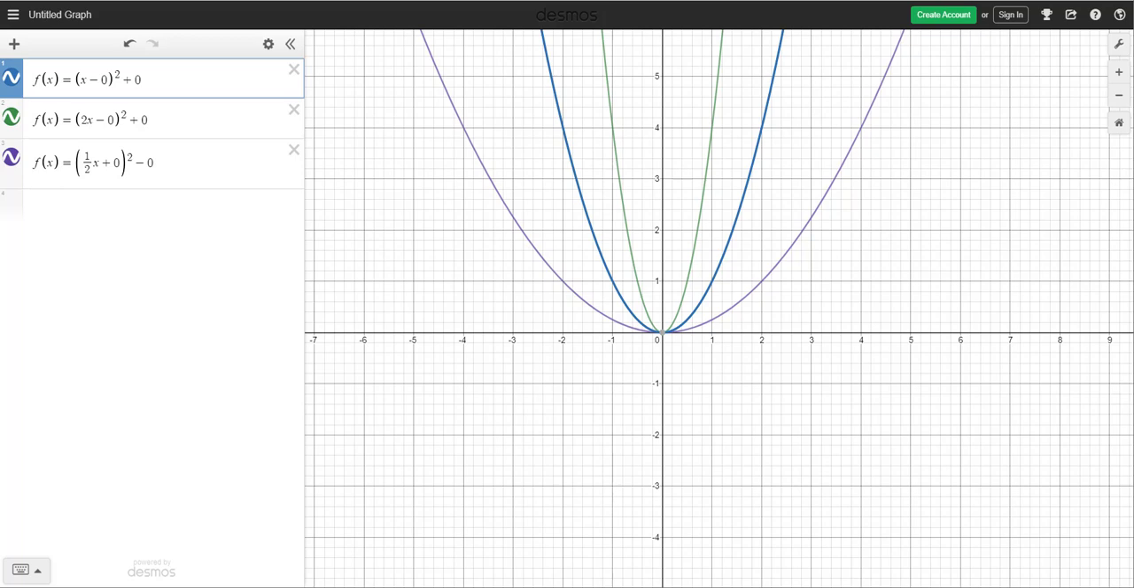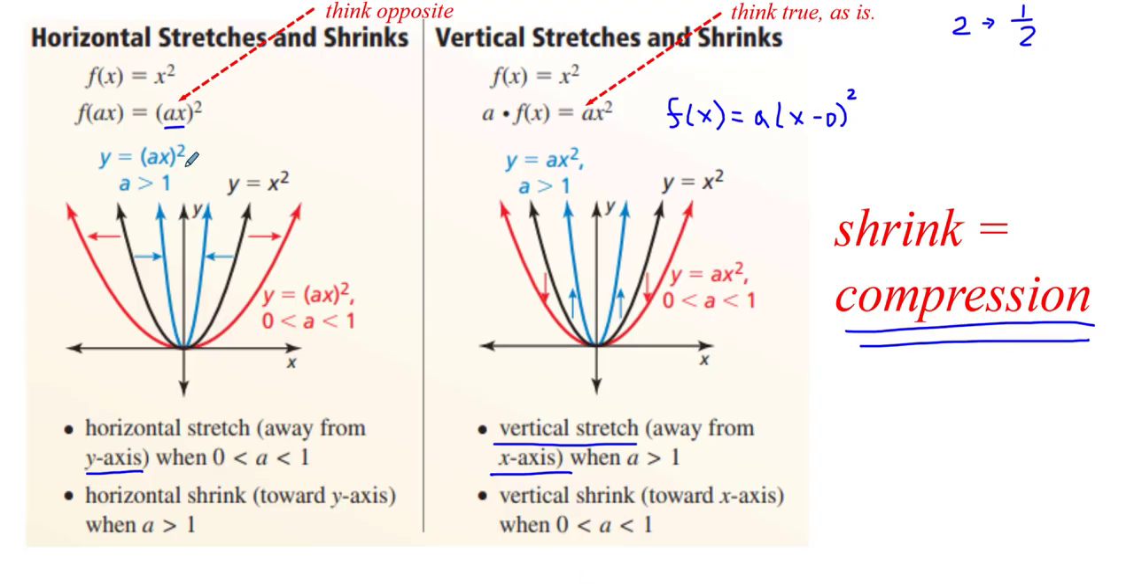Now remember, when we are dealing with the horizontal, we are inside that parentheses. Let me pull it back to here. Remember, this is our value that is inside the parentheses. So we want to think the opposite as far as whether it is a stretch or shrink. And then we also want to think the reciprocal based on whatever value we have. So this is where it is our x values that are changing, but our y values are staying the same because we are dealing with moving away or towards that y-axis.